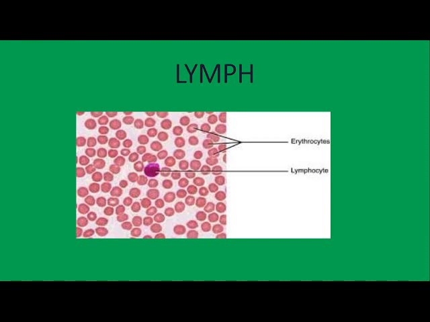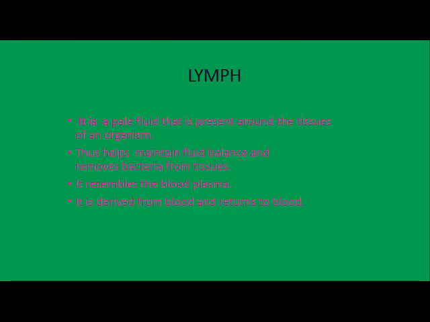Lymph is basically made up of water and it contains a lot of WBC. Red blood cells are absent. So it is a pale blue fluid which is present around the tissue. It helps to maintain body fluid and helps in the removal of bacteria from the tissues. It is almost similar to blood plasma, and it is derived from the blood, and ultimately it joins a lymph node which joins a blood vessel, and it is ultimately added to the blood.